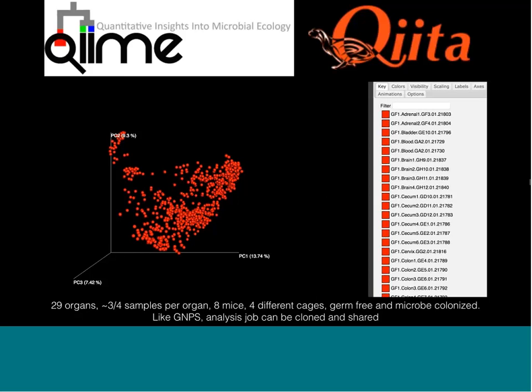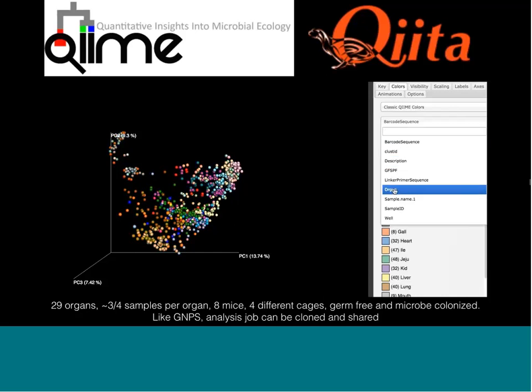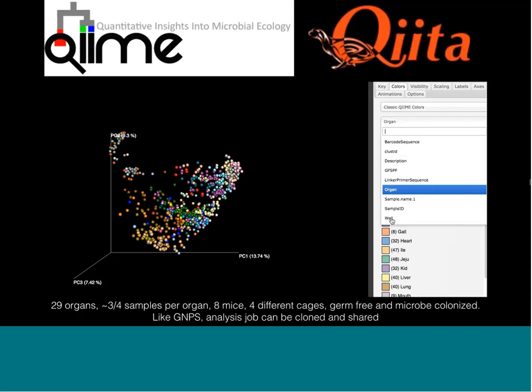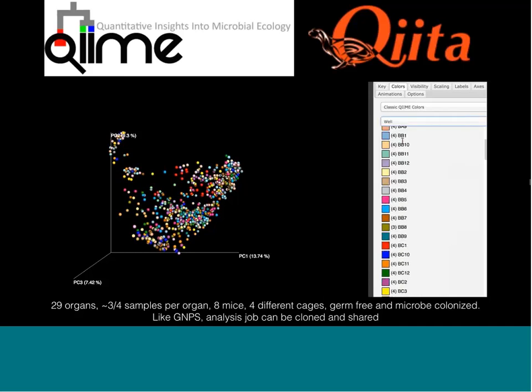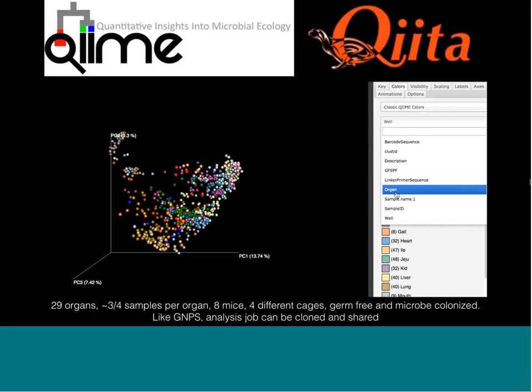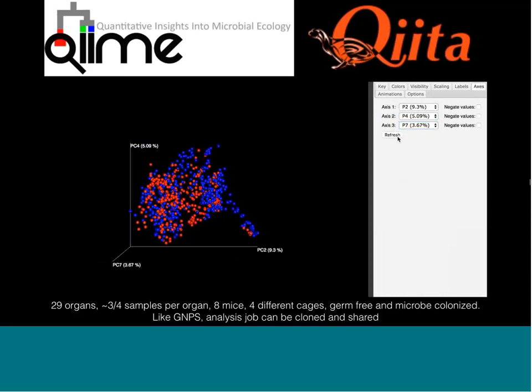And then what we can do, if you have metadata, is look on the fly at the metadata associated with it. So here we're looking at distribution within organs. Here the wells where these samples were collected, or whether the samples were germ-free mice or microbial colonized samples. And so there we can start to see really the differences and the impact of microbes on the different organs and such.